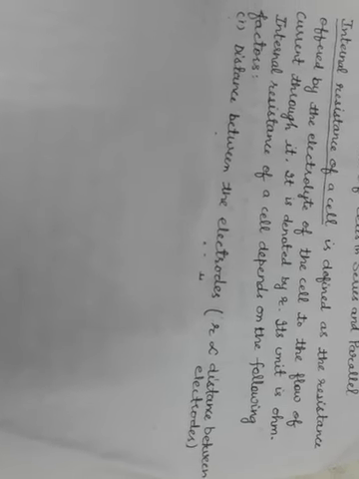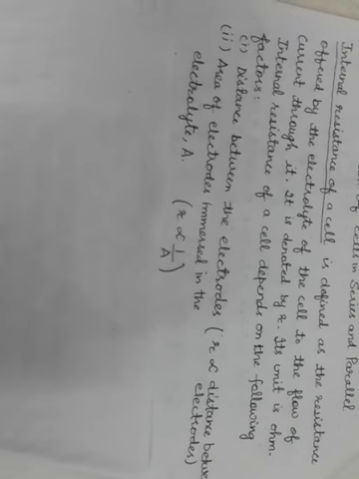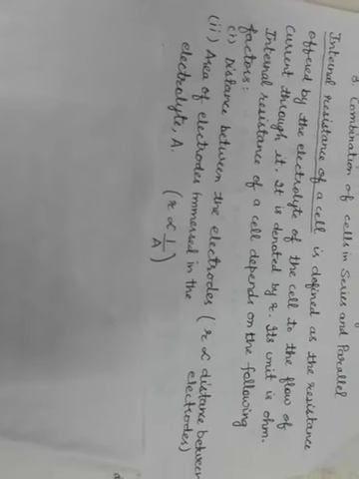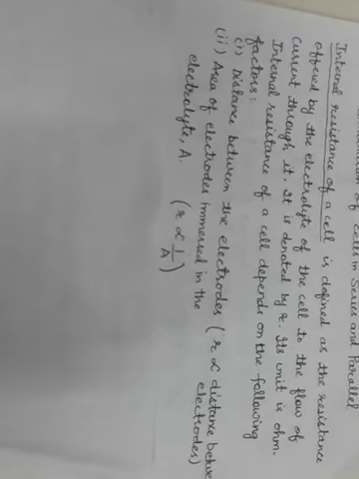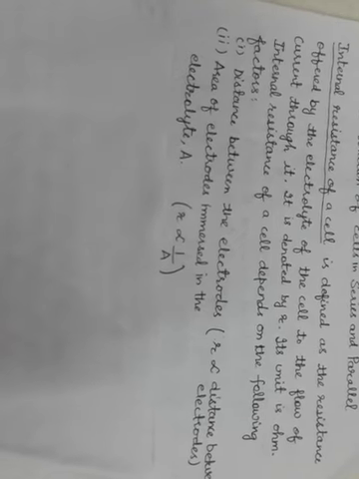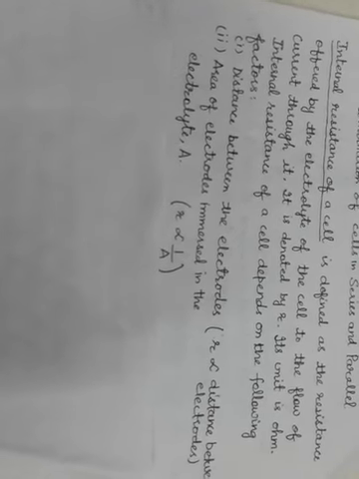Now the factors on which the internal resistance depends: number 1, it is directly proportional to the distance between the electrodes. Means if the electrodes are far apart, the internal resistance of the cell will be high. Number 2, it is inversely proportional to the area of the electrodes immersed in the electrolyte. So more the area of the electrodes immersed in the electrolyte, smaller will be the resistance.